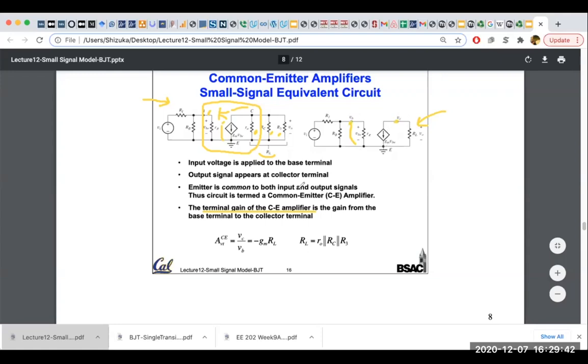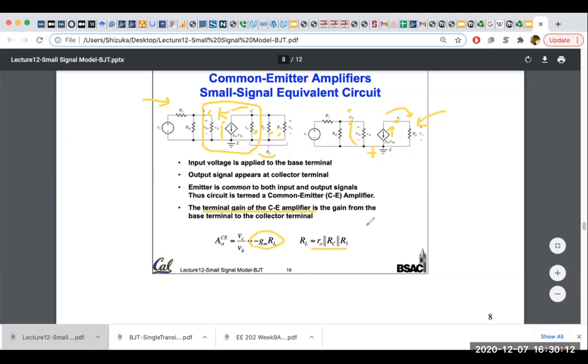This is VC is minus GM VBE over RL. This current is minus GM VBE. You multiply it with RL, and when you divide by the VB voltage, because the emitter is ground, VB is cancelled, so you get minus GM RL. And you know the RL, so you found the gain of the circuit with respect to VB.